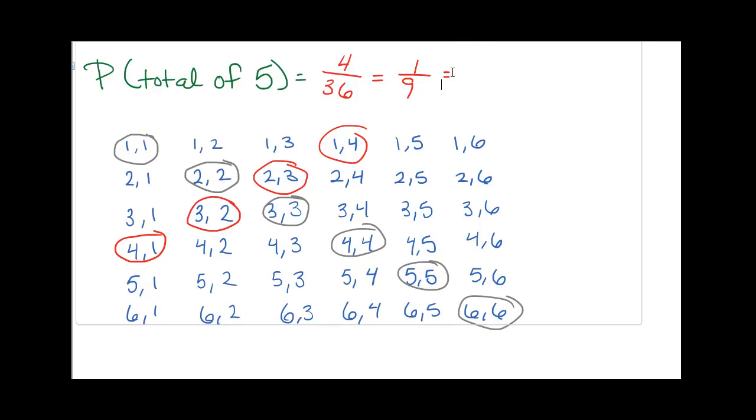Again, we can always interpret probabilities as percentages, and sometimes that's helpful to figure out exactly what this means. So 1/9 is about 0.111 repeating, or about 11.1%. So this means a little more than 10% chance of getting a total of 5.